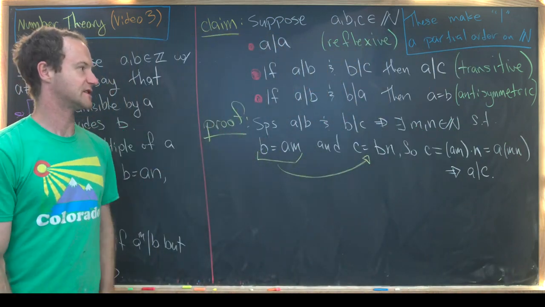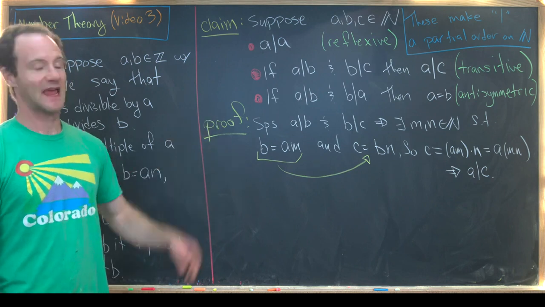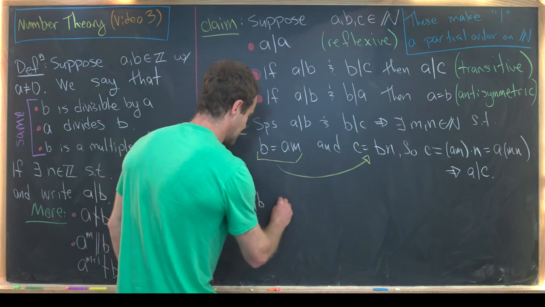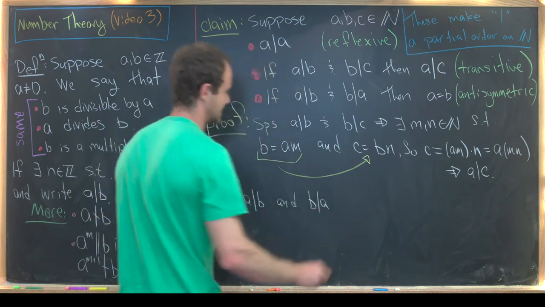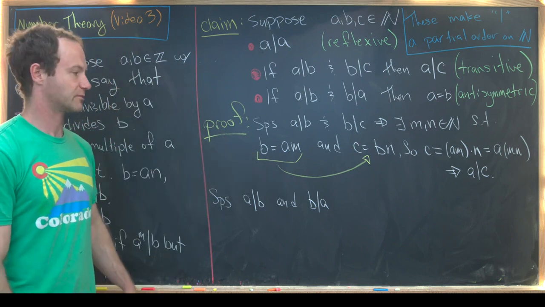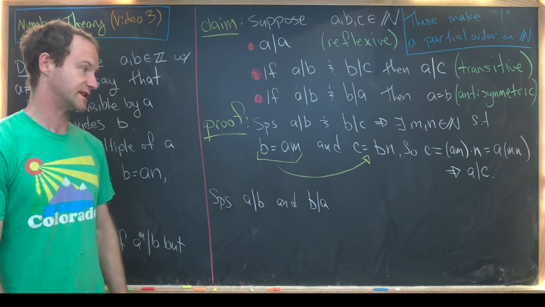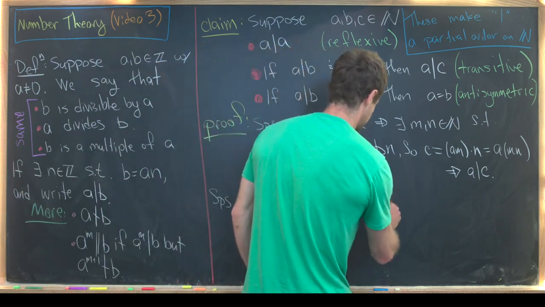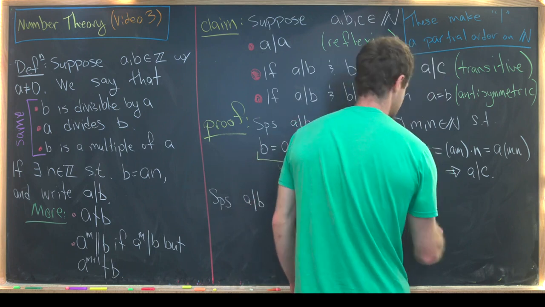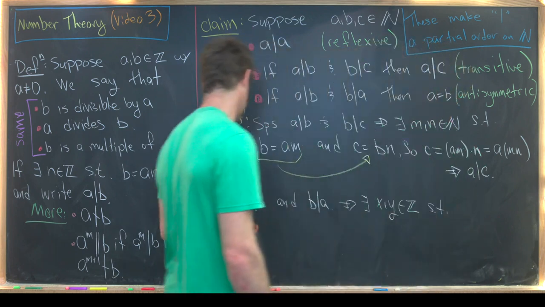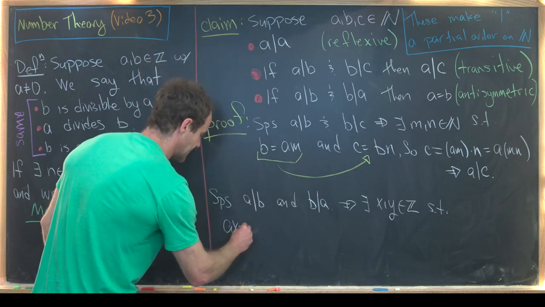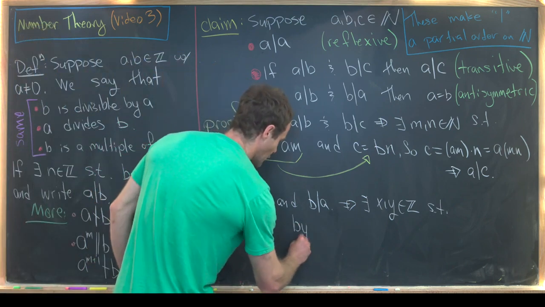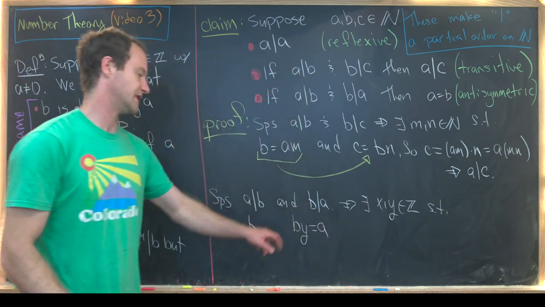Okay, so now let's move on to this second dot, which is this anti-symmetry. So let's go ahead and suppose that A divides B and B divides A. So this is a separate proof, so A and B have been reset. And then that tells us that there exist, I'll call them X and Y this time, which are integers, such that AX equals B. That's what we get from this. And then BY equals A. That's what we get from this.